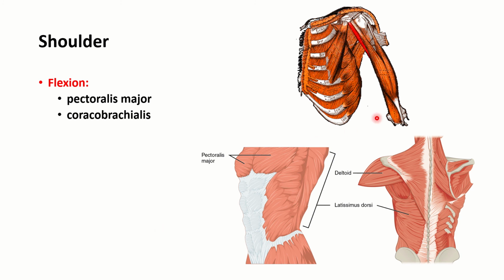Flexion, moving the arm like this, anteriorly and upward. One is the pectoralis major, and the other one is the coracobrachialis. The deltoid also participates in flexion. And extension, when you're moving your upper limb backward: latissimus dorsi, teres major, and also the deltoid muscle again. So the deltoid muscle has three different functions. One is flexion, the other is extension, and the major one is actually abduction.